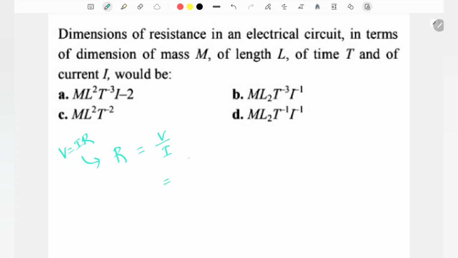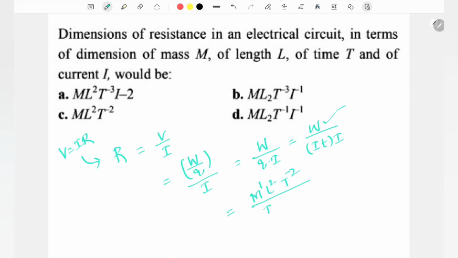We know that V is equal to W by Q. So, we can write R equals W by Q into I. Again, we can write Q as I into T, so R equals W by I square T. Now, we can easily write the dimensional formula for work as M power 1 L power 2 T power minus 2, for current I square, and for time T power 1. So we get M power 1 L power 2 T power minus 3 I power minus 2. Option A is the correct one.